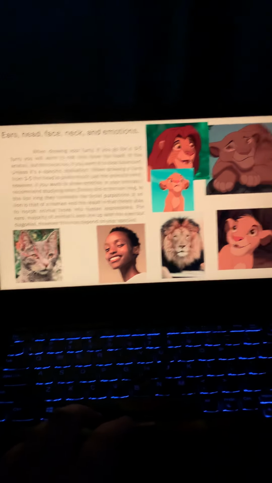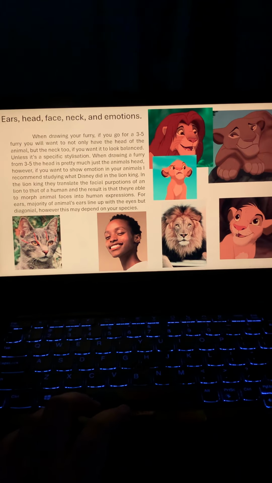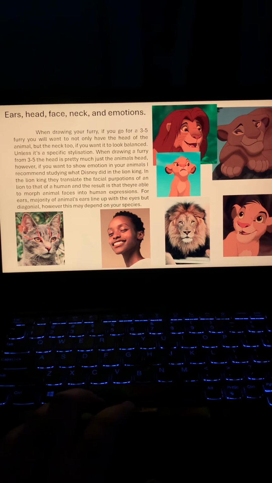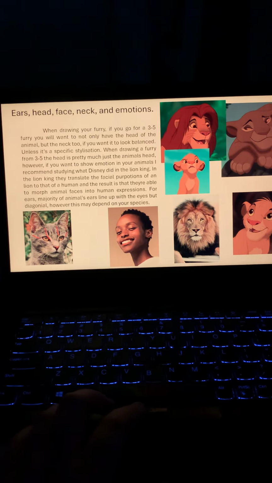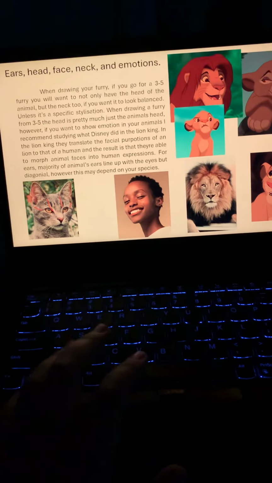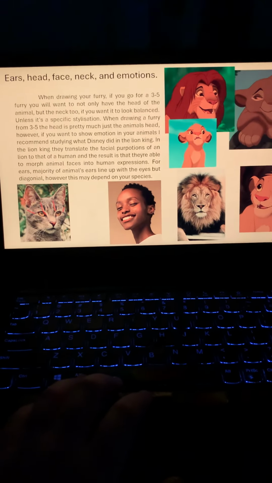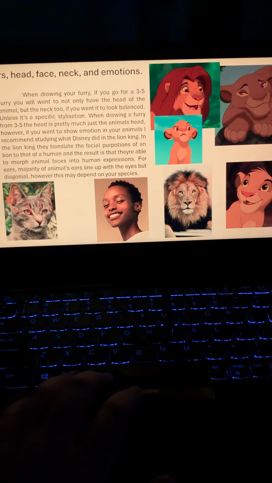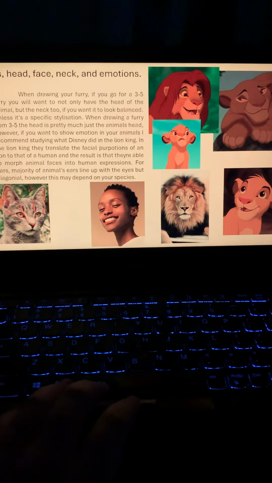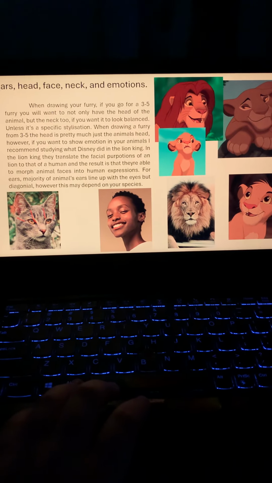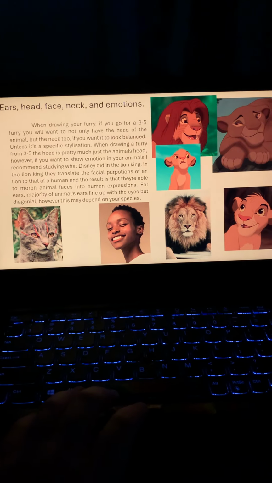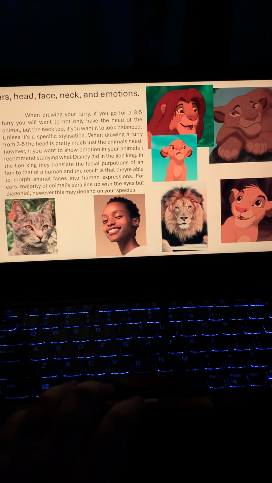Ears, head, face, neck, and emotions. When drawing your furry, if you go for a 3 to 5 furry, you will not only have the head of the animal, but the neck too, if you want this to look balanced, unless it is a specific stylization. When drawing a furry from 3 to 5, the head is pretty much just the animal's head.